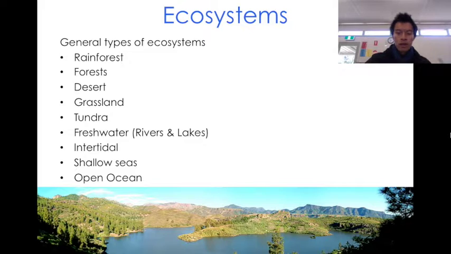Ecosystems can vary. They can be anything from the size of an entire rainforest to even your backyard, which would count as an ecosystem. But in general, we like to classify them in different ways according to some of the key characteristics.